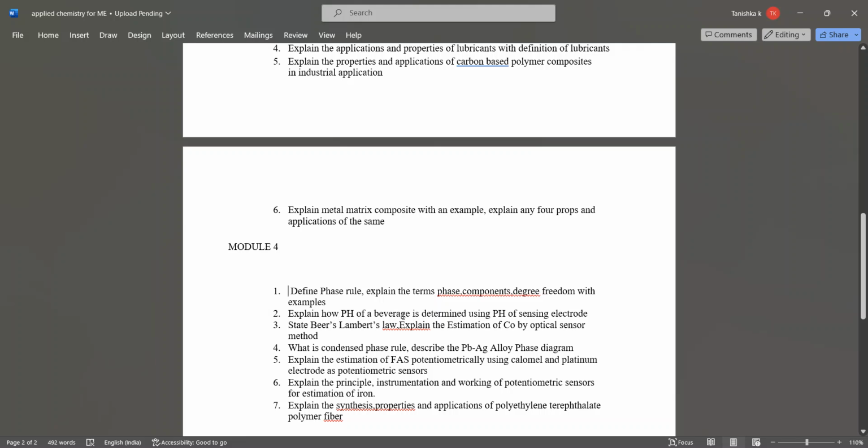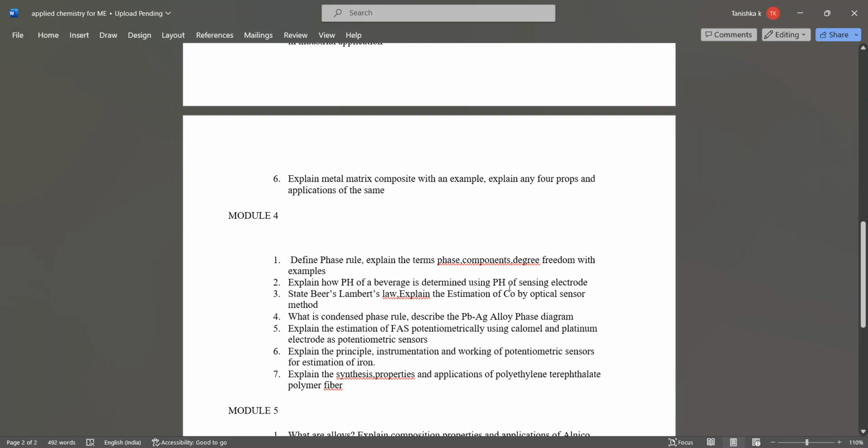Explain how pH of a beverage is determined using pH sensing electrode. State Beer-Lambert's law. Explain the estimation of cobalt by optical sensor method. What is condensed phase rule? Describe the Pb-Ag alloy, that is lead silver alloy phase diagram.